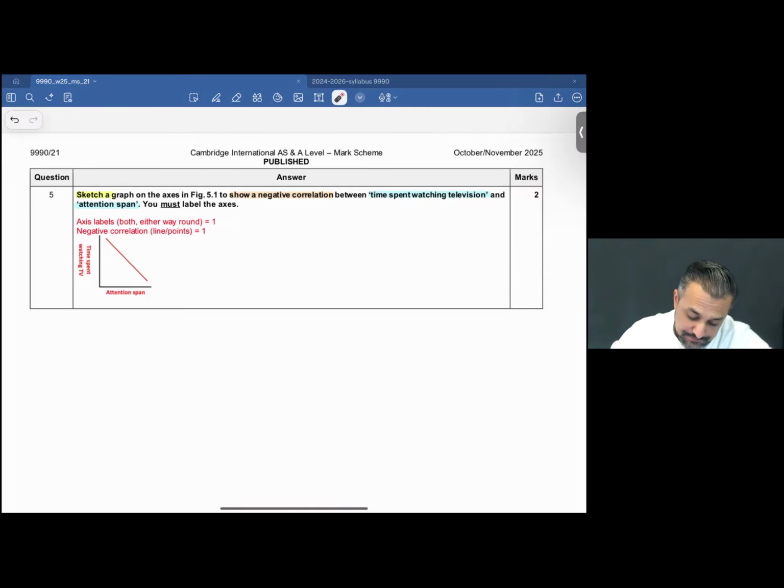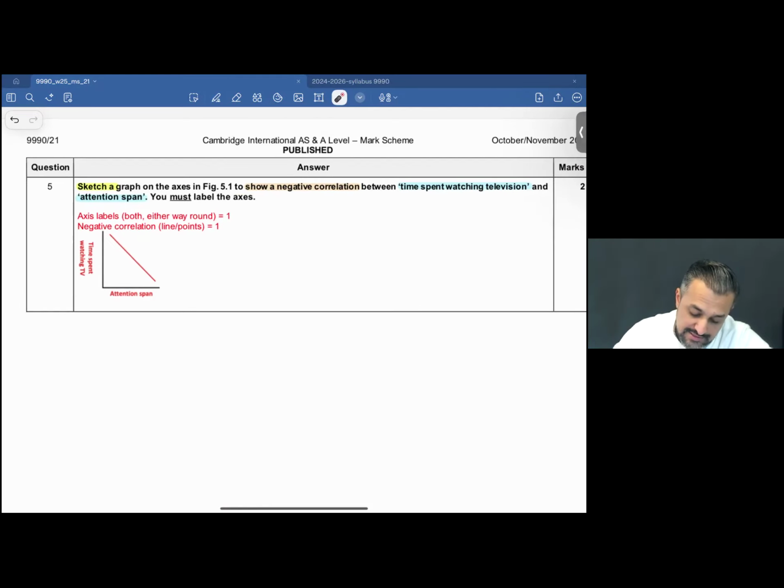And for axis labels, you either label both of them or not. You get the first mark for that, and you get the second mark for sketching your graph in a manner that shows there's a negative correlation. Now, two things are worth noting over here. You're getting the first mark for sketching, and you're getting the second mark for labeling the axis.